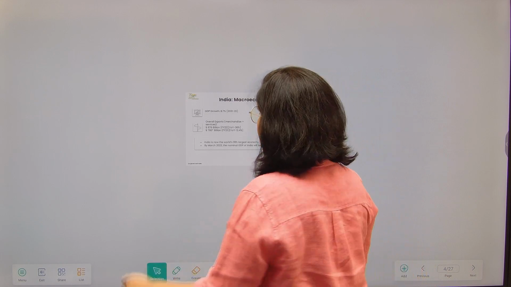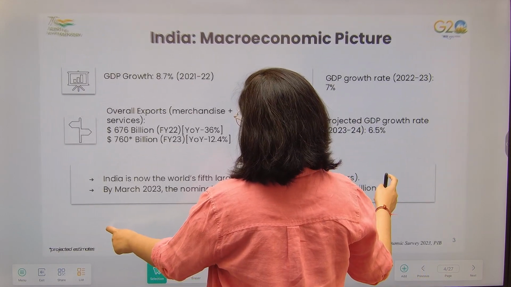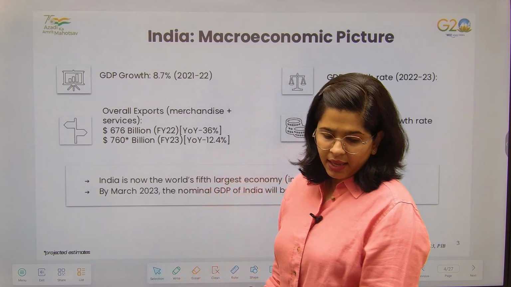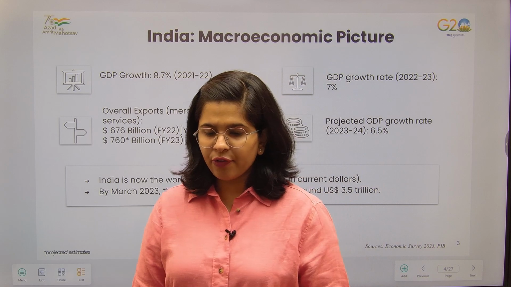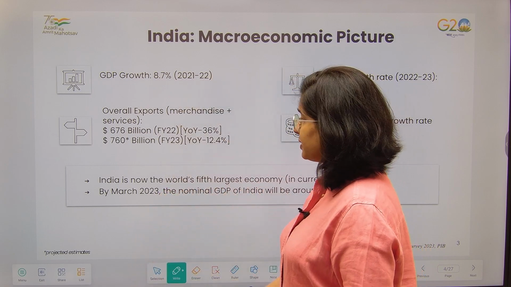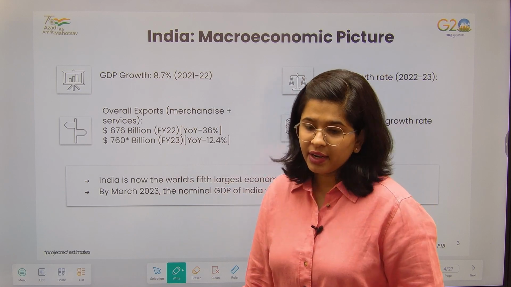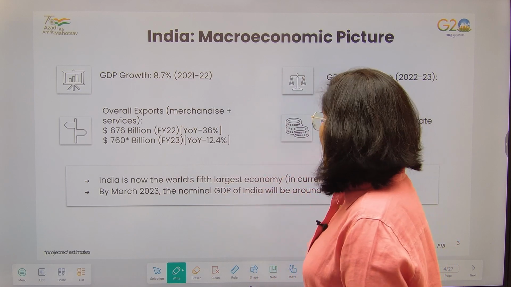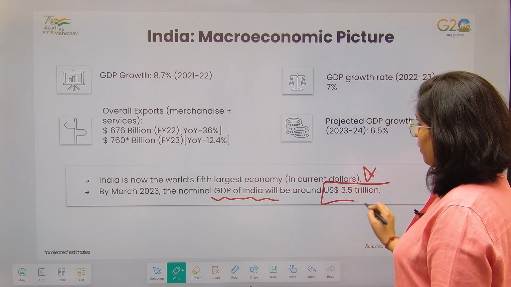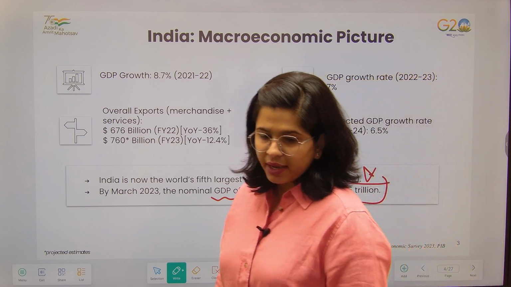See, these are some data points. In these data points, there are a few important things that we need to cover. Firstly, the first important thing is that India is now the 5th largest economy in the world in US dollars, right? And nominal GDP by March 2023 is going to be around 3.5 trillion US dollars, correct?